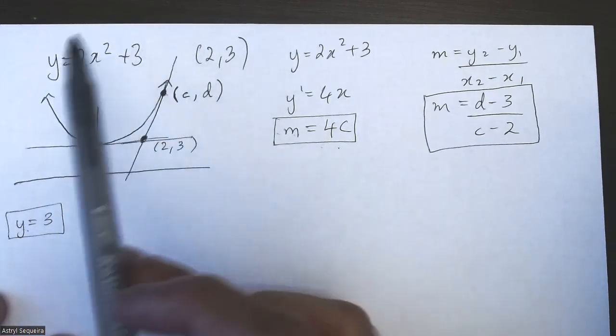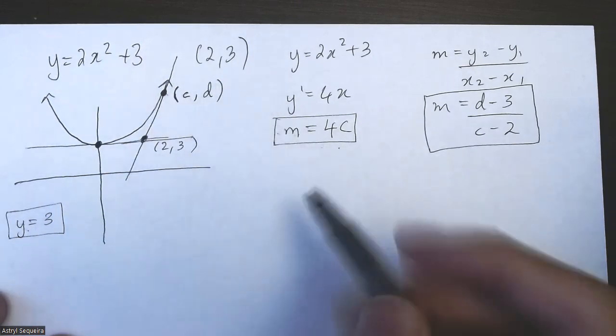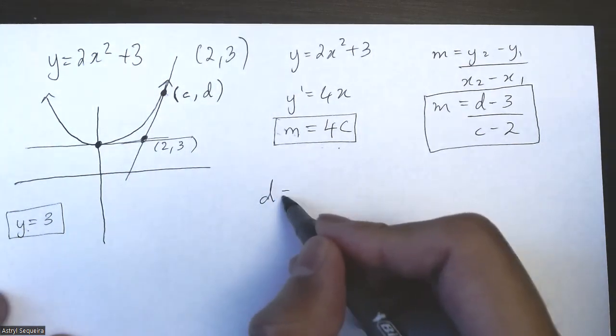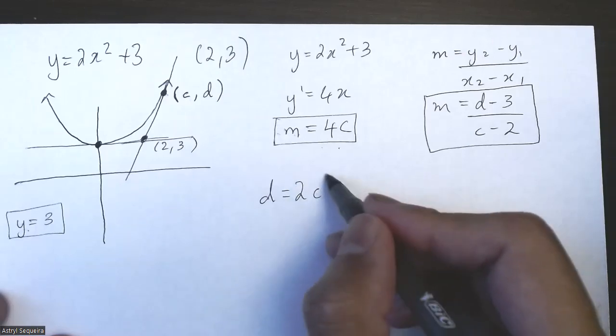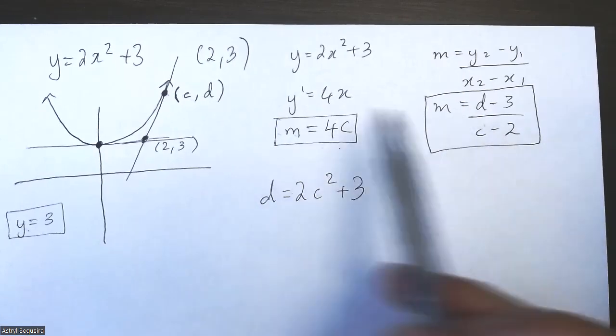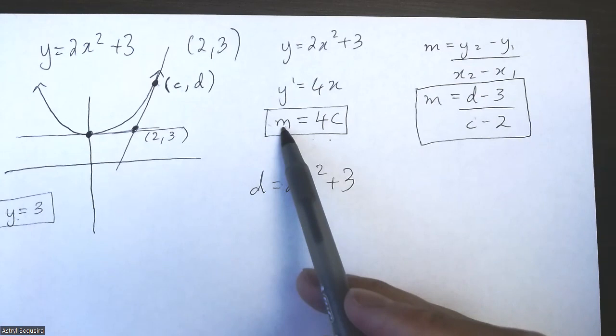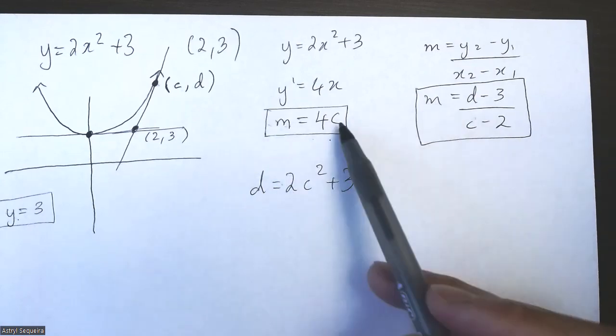So that can be a third equation. What I'm going to do is sub in c and d in this equation. So I'll get d equals 2 times c squared plus 3. Now I have three equations and three variables, so I can solve with substitution. I'm just going to replace this m over here with 4c.